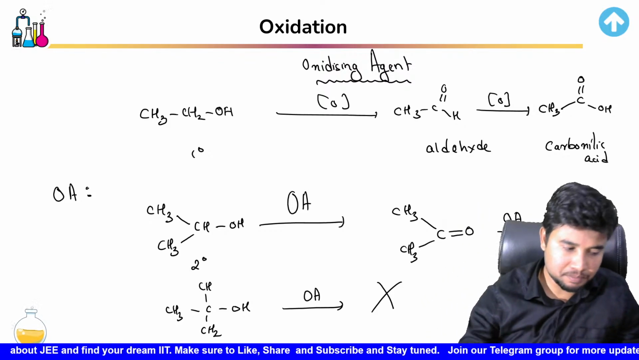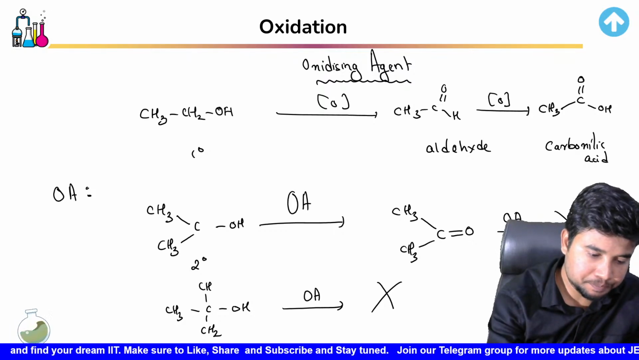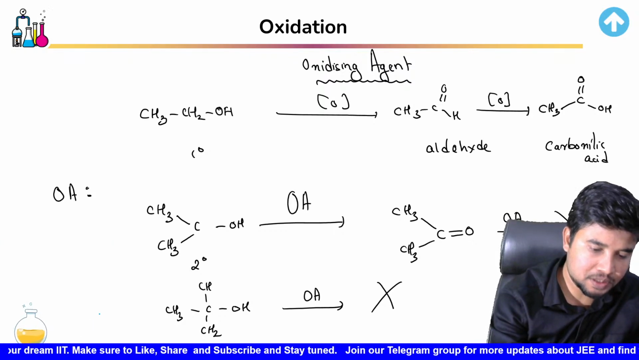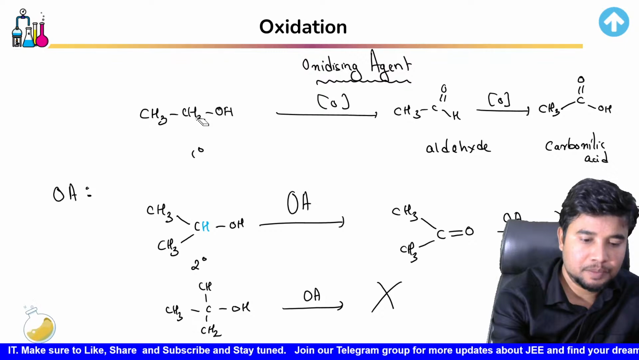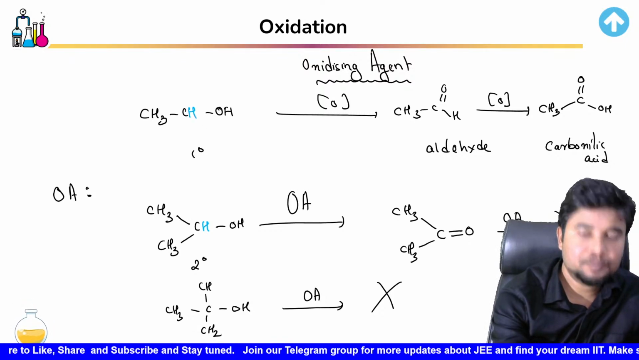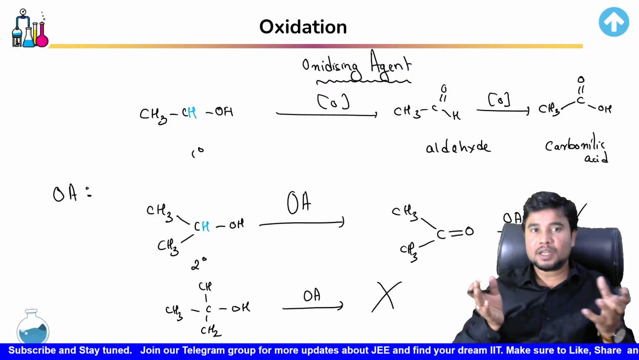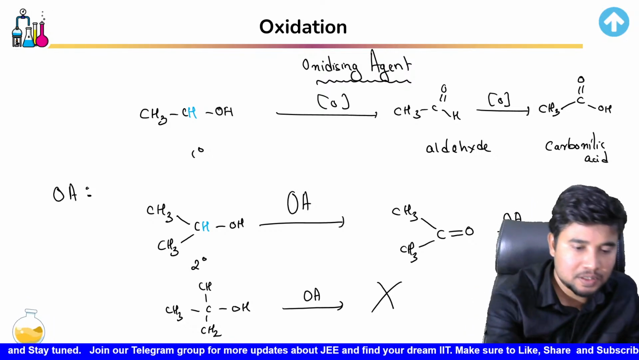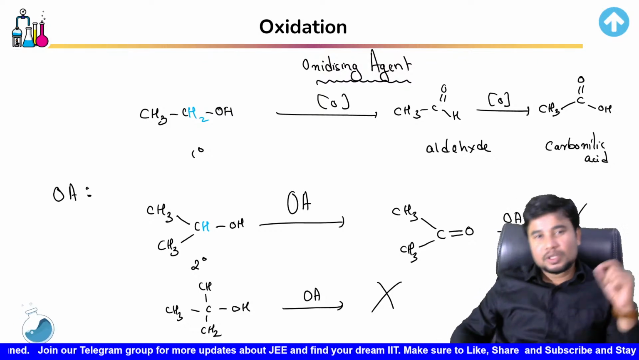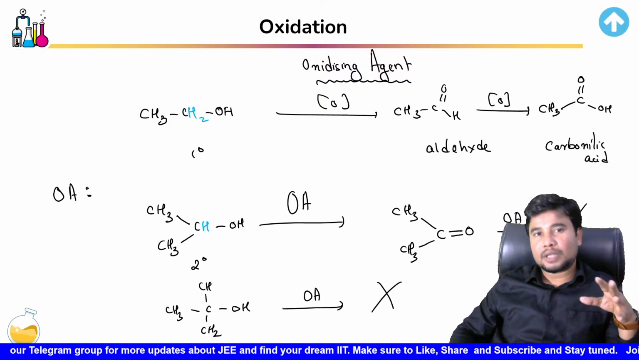I'll tell you what I mean. Over here, in the previous two cases, you have a hydrogen over here, you have a hydrogen over here, so hydrogen atoms are present. If you don't have these hydrogen atoms present, you can't oxidize this alcohol. So that is the catch. In the third case, you don't have that hydrogen.